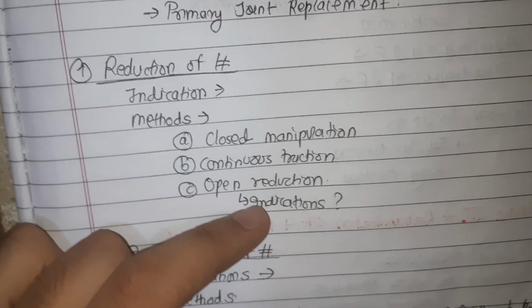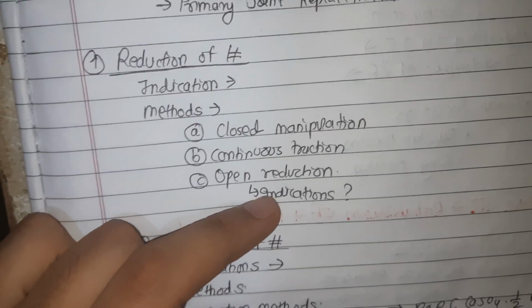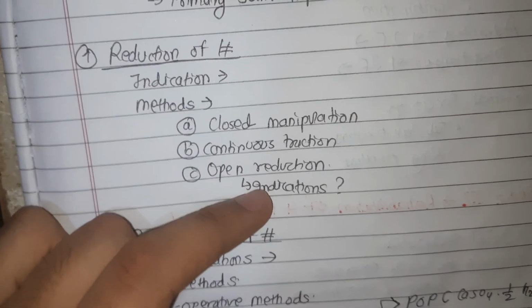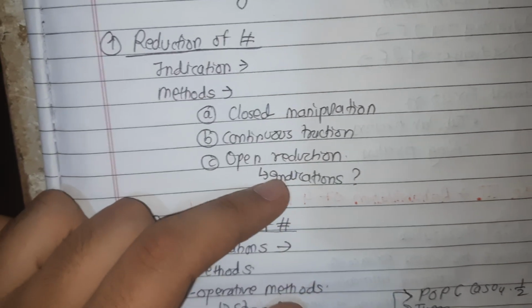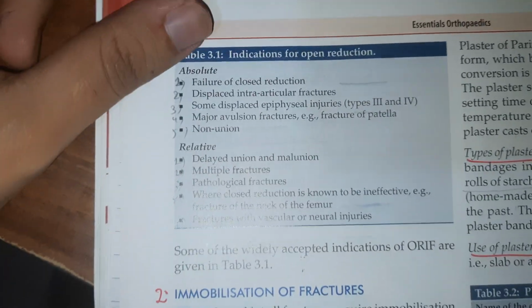There are fractures which are so unstable that one knows that this fracture will re-displace in due course. In such fractures, open reduction and secure internal fixation is carried out in the first instance. So, indications of open reduction.